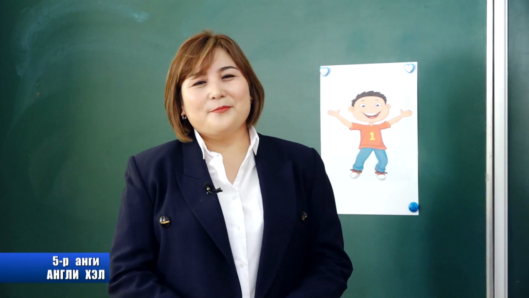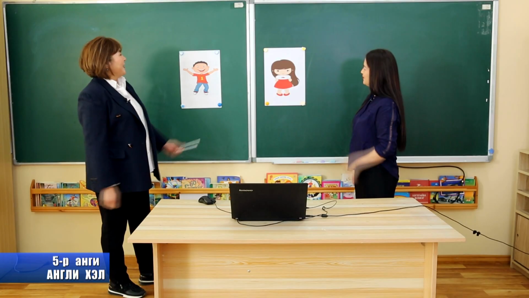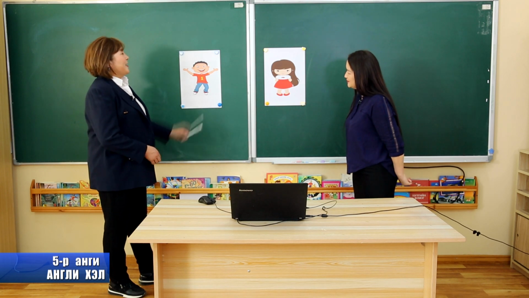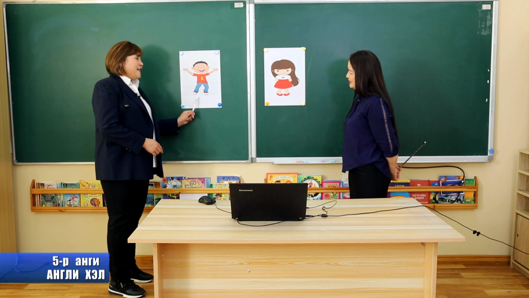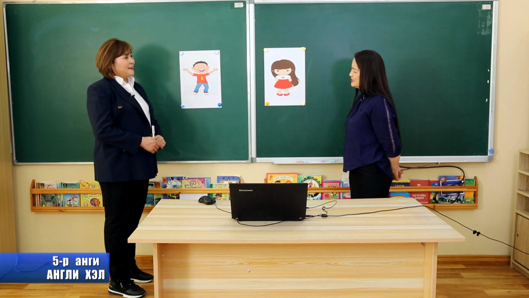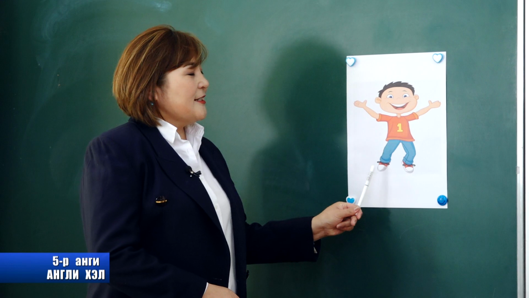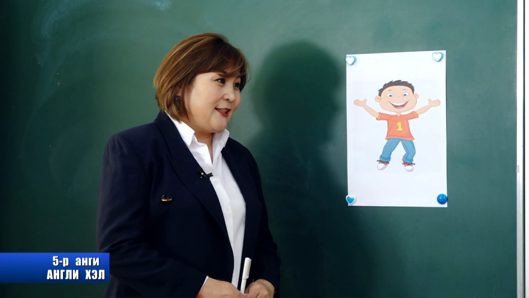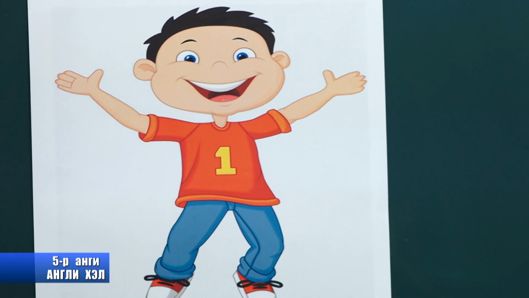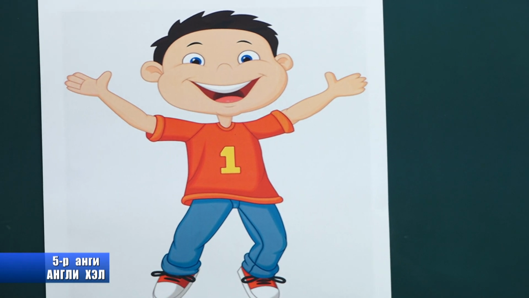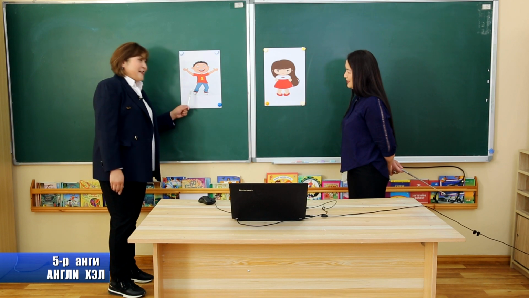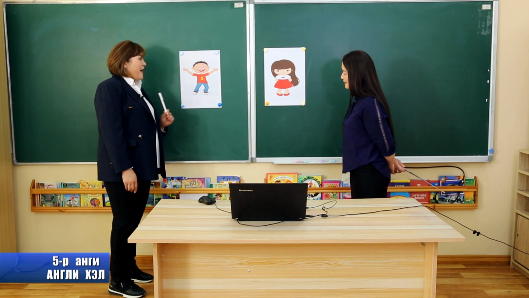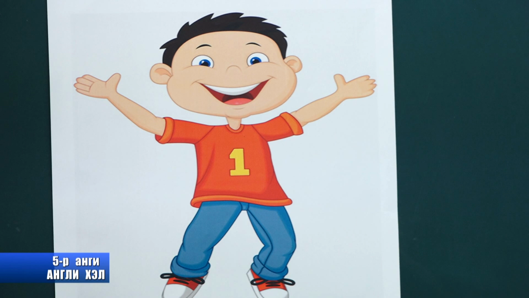Okay, now let's practice one more time. He. His name is Sult. Who is he? He is my friend. Very good.